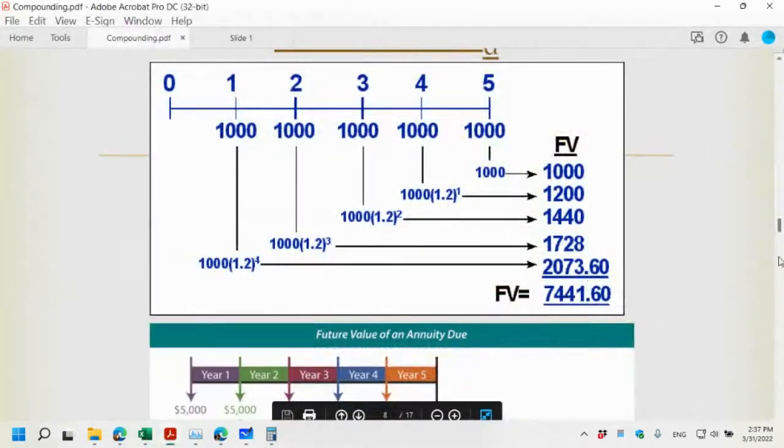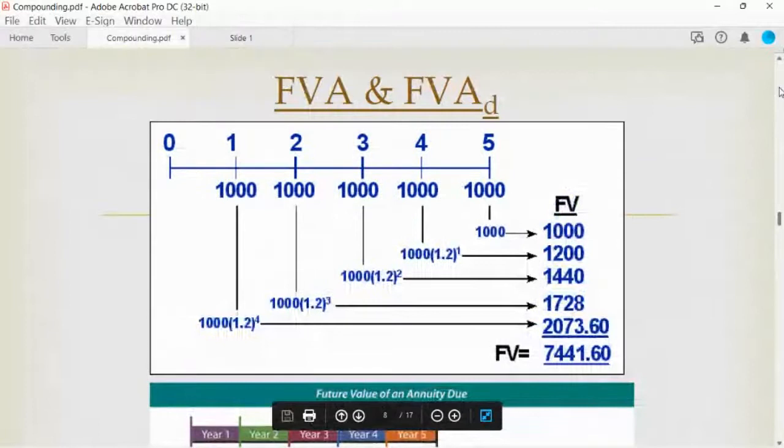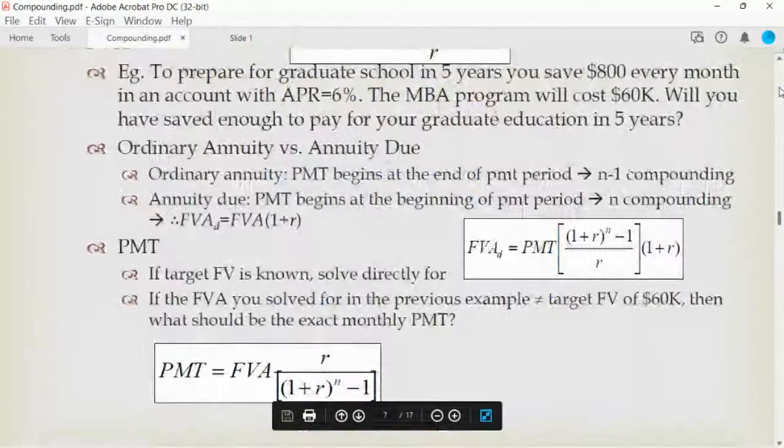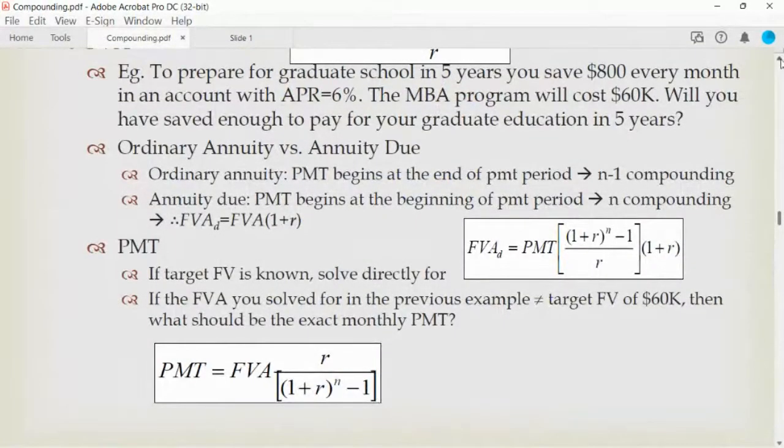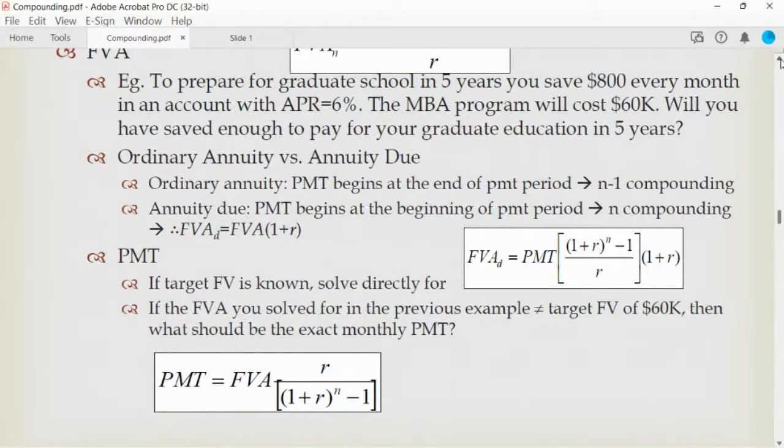You forgot already? Why are we putting $800 into this account every month? Anyone? Why are we putting $800 every month? So you have already forgotten what our problem was.